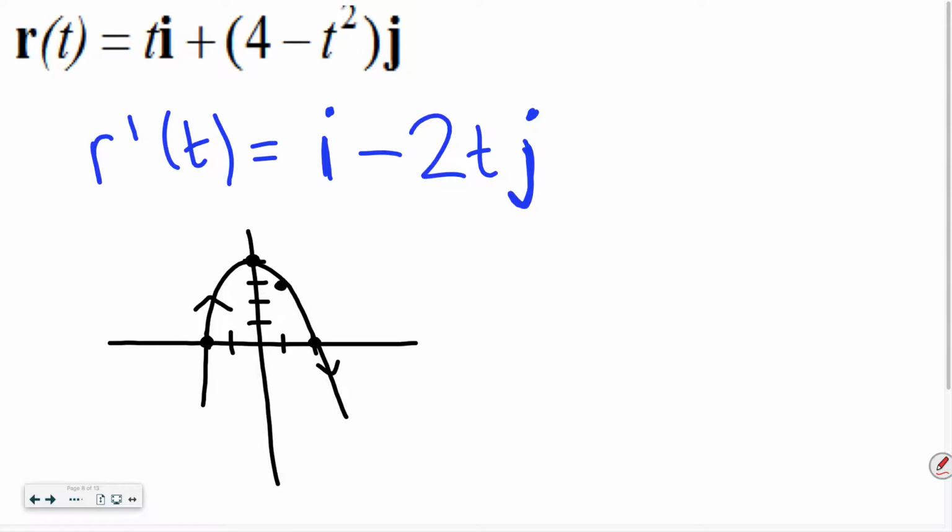Now, the derivative gives us the slope of our curve. Well, let's talk about it. If I evaluate our derivative at 1, we have the vector i minus 2j. Well, that's our tangent vector. So here, at t equals 1, our vector over 1 down 2 looks like this. That's our tangent vector.